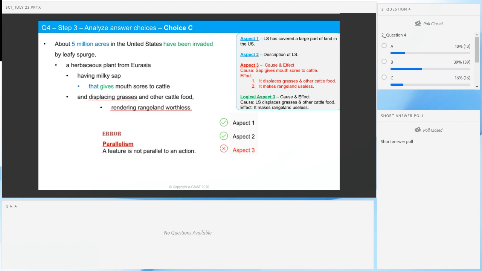Choice C, what's the problem with choice C? Here again, having milky sap is an open descriptor, no commas here. So that again is talking about milky sap. So this is fine, that milky sap gives mouth sores to cattle. Yes, of course, we are breaking it down, getting a little technical. What is having talking about? Having is talking about a herbaceous plant. What is displacing talking about? Displacing also is talking about herbaceous plants. So these two entities look parallel because they both are talking about herbaceous plant.